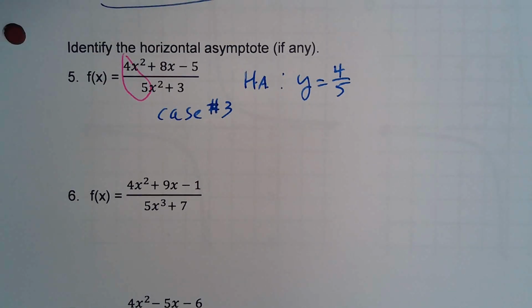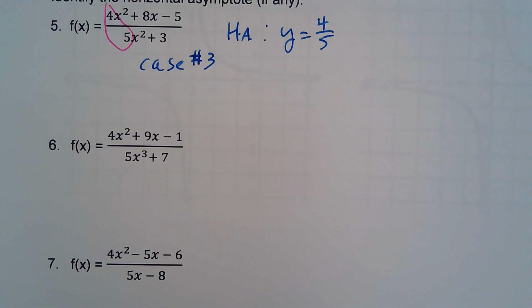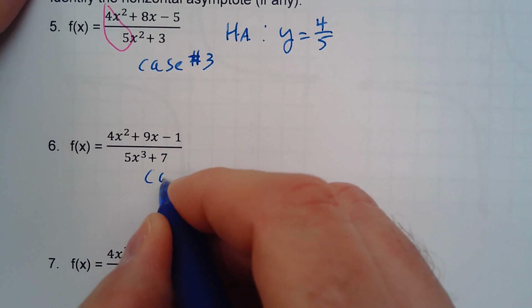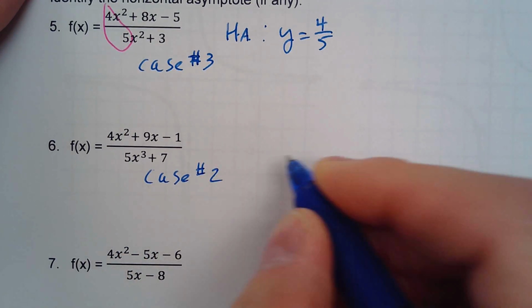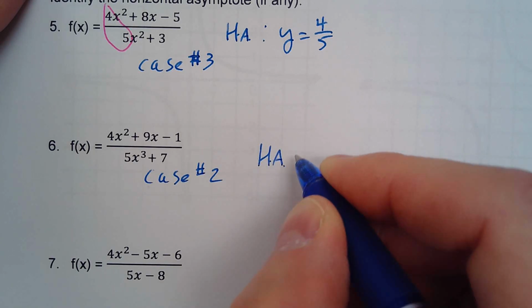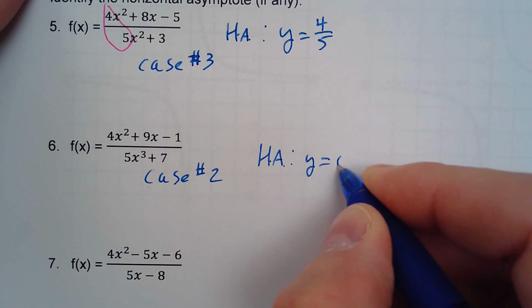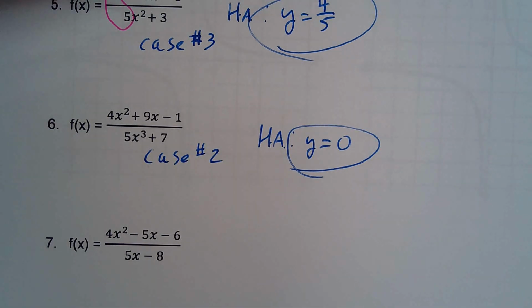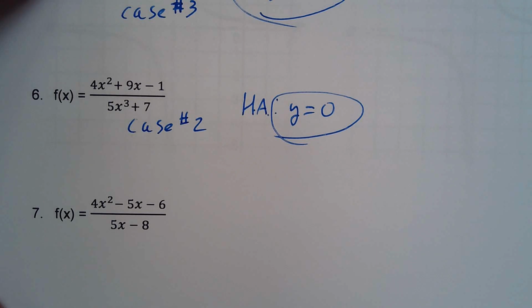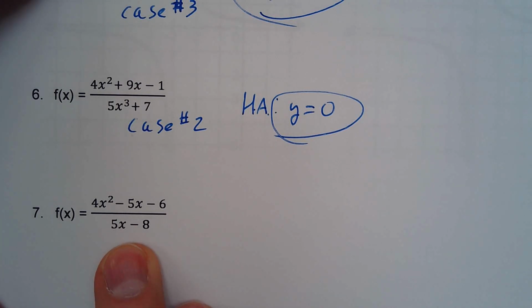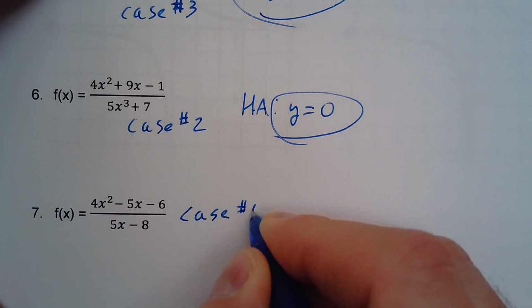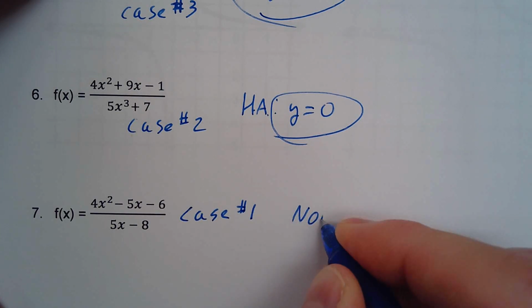For number 6, notice that the degree of the bottom is now larger than the degree on the top. So that's going to fall under case 2. My horizontal asymptote is going to be y equals 0. And the last one, the degree of the polynomial numerator is 2. That's larger than the degree of the polynomial denominator, which is 1. So that falls under case 1. For horizontal asymptotes, there are none.